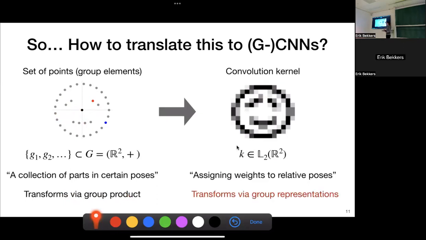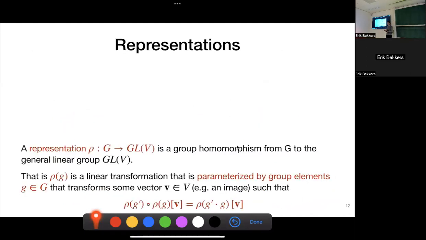How do I do this for convolution kernels? You do this via so-called group representations. So we have a way to let the group act on 2D functions, on 2D convolution kernels. What I'm going to show now is a general definition of what a representation is, and then we go to some specific instances. We already saw that if we have a group, we also have a matrix representation of it. But this can be a bit more abstract than that.